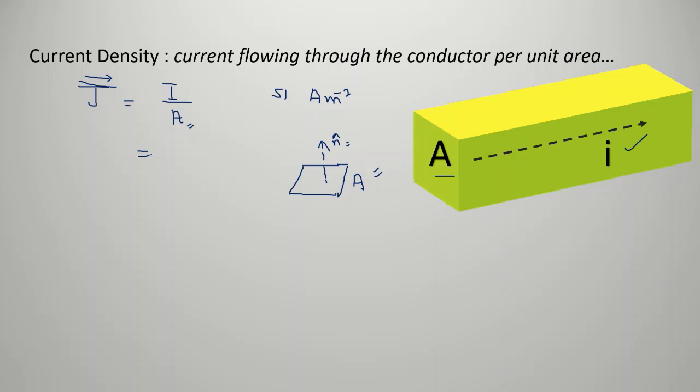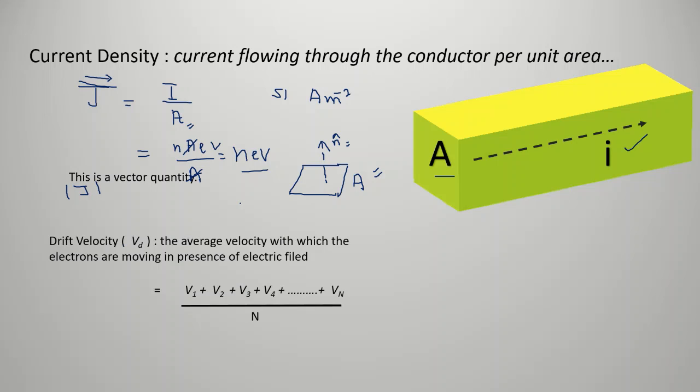Now let's obtain the value of J. As we have obtained the formula of current as nAev, divided by A, we obtain nev as the final formula of current density, or this will be the magnitude of current density. So as you can see here, it's a vector quantity.